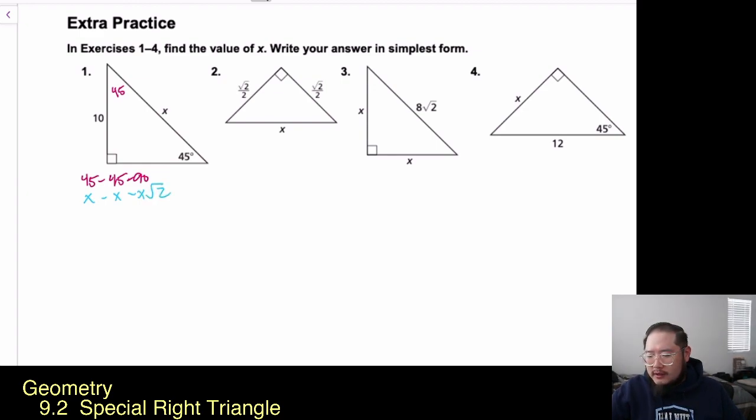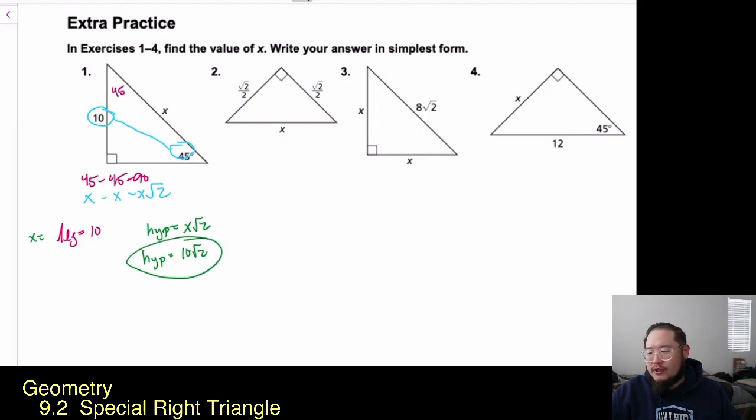I look across at the information here. Opposite of 45, we have the side that's 10. What that tells me is that the leg is equal to 10, which happens to be x. So if I want to find the hypotenuse, the hypotenuse is equal to x rad 2. I know what the leg is. Remember, the leg happens to be x as well. And so your hypotenuse is equal to 10 rad 2. And there you go.